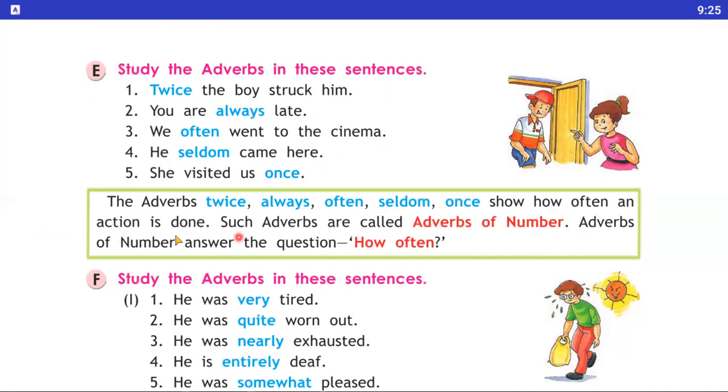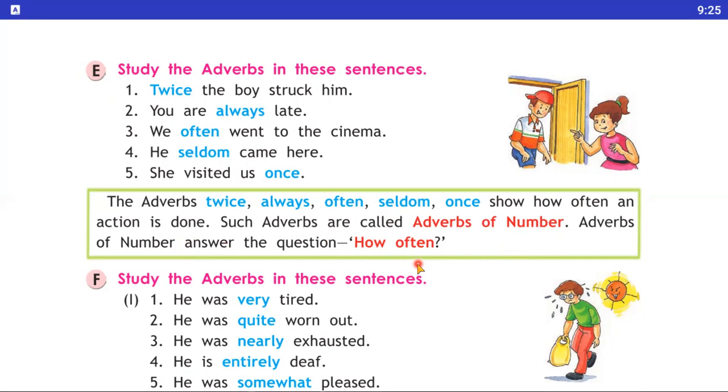अब हमको ये बताना है कि how often मतलब कितनी बार action done हुआ है. Okay, so such adverbs are called adverbs of number. तो ये adverbs क्या कहलाते हैं? Adverbs of number. So adverbs of number answer the question how often. जब भी हम how often से कोई question start करेंगे, जब हम answer देंगे तो we get the answer from the how often. This is the adverbs of number. मतलब कितनी बार हुआ है.